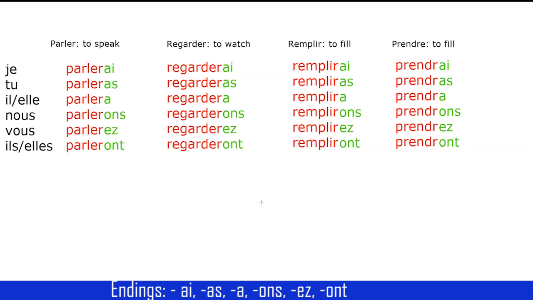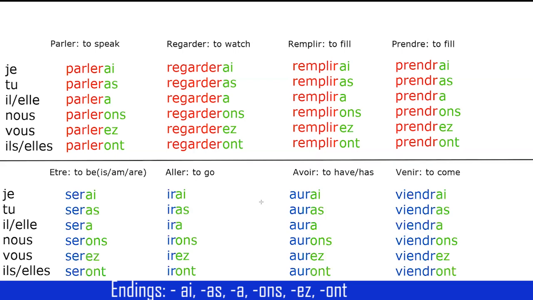Now we'll see few irregular cases. Être, aller, avoir, and venir. So we did the same here. Être is irregular. SER is your stem. The same stem is written repeatedly for all the pronouns, and then the endings are added. Aller is also irregular.